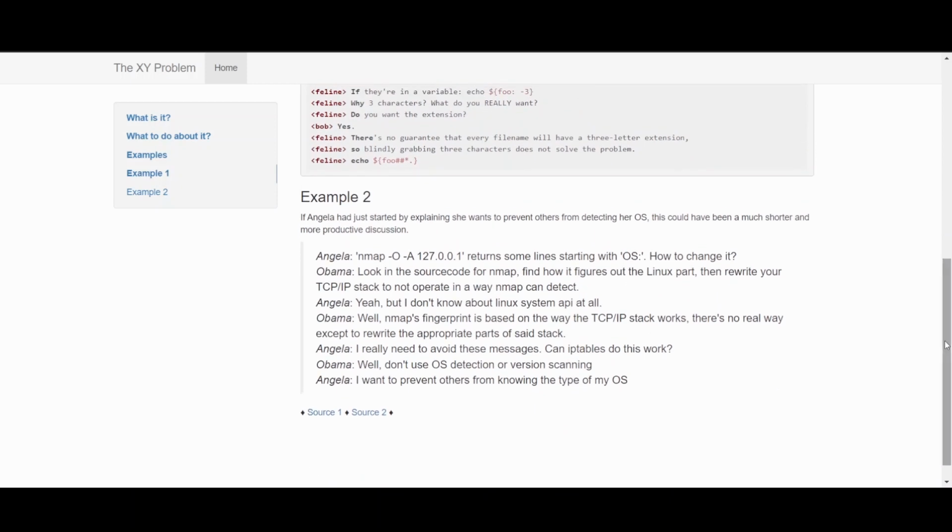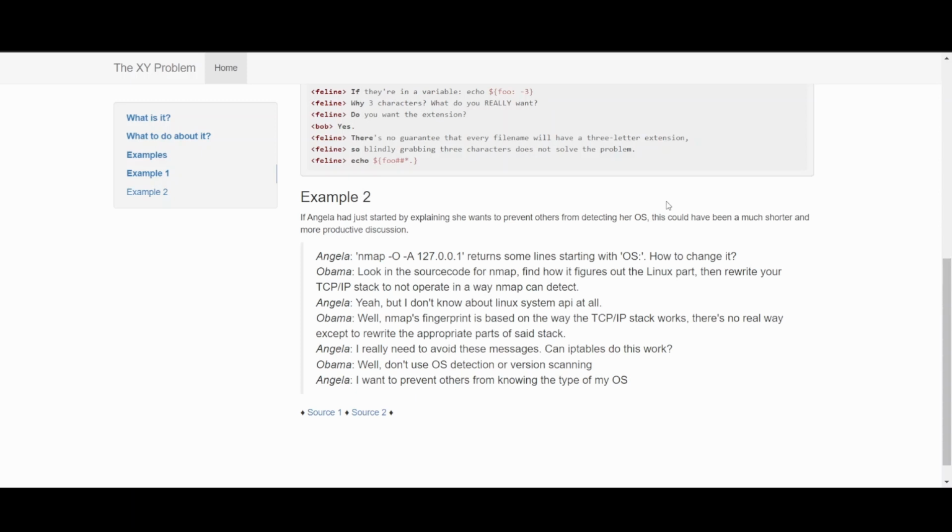Let's go to example 2. If Angela had just started by explaining she wants to prevent others from detecting her OS, this could have been a much shorter and more productive discussion. Angela: This map command returns some lines starting with OS. How to change it?